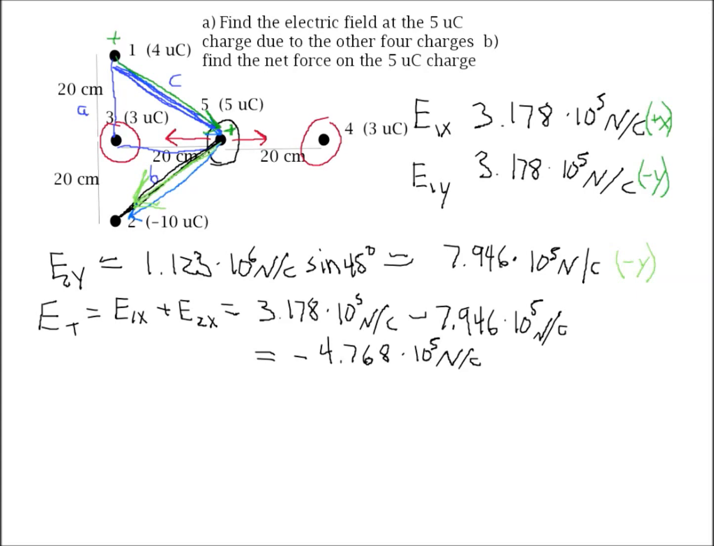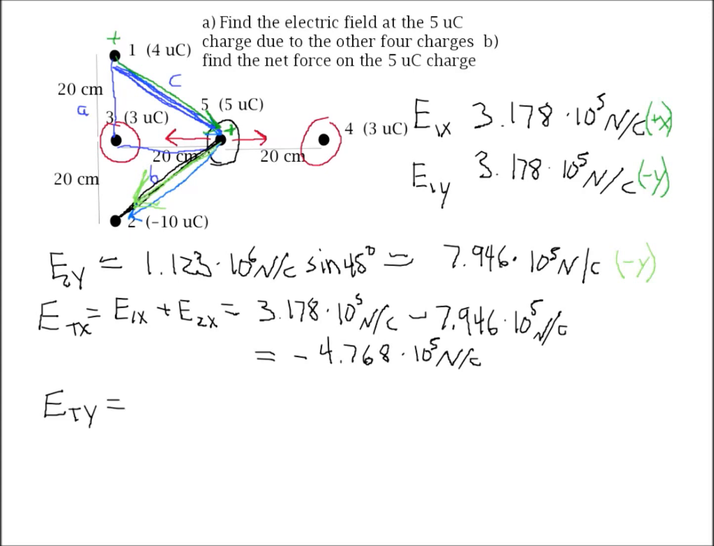We have cleared some space and shifted what's left up a little bit so that we can continue working down at the bottom of the page. Okay, so what we found is the x component of the total electric field. Now let's find the y component of the total electric field.